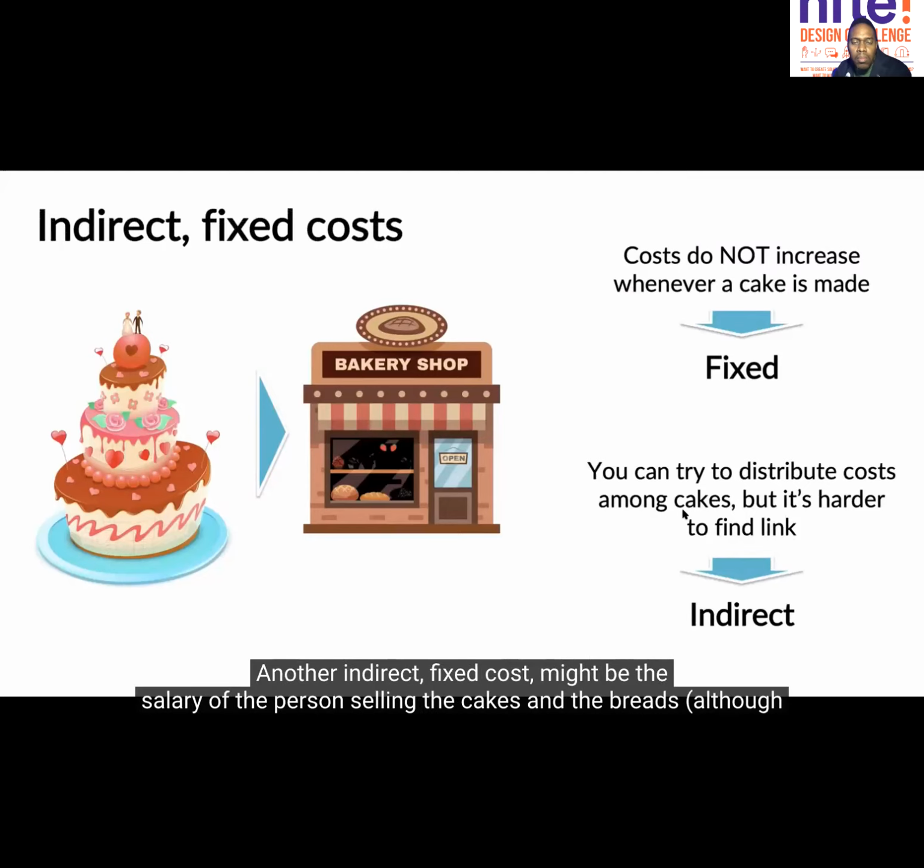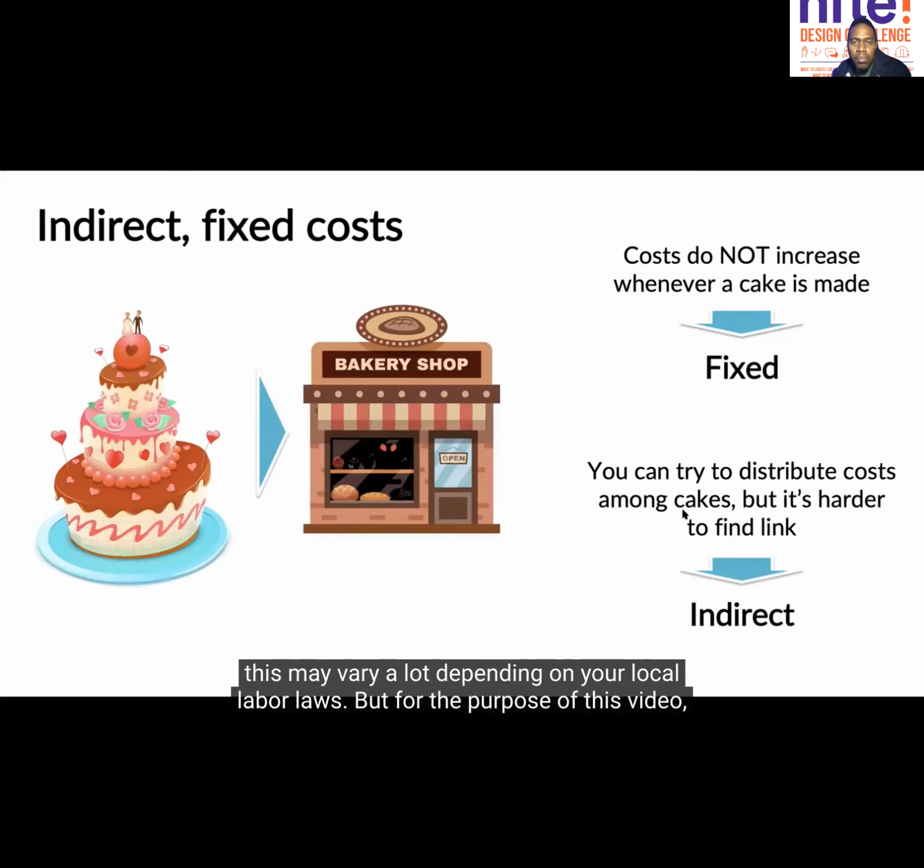Another indirect fixed cost might be the salary of the person selling the cakes and the breads, although this may vary a lot depending on your local labor laws. But for the purpose of this video, let's assume that hiring and firing someone isn't something that you can do from one day to the next. So, the salary would be the same every month, regardless of how many cakes are sold, and you cannot link that cost to a specific product line, like wedding cakes, breads, or whichever product the bakery may have.